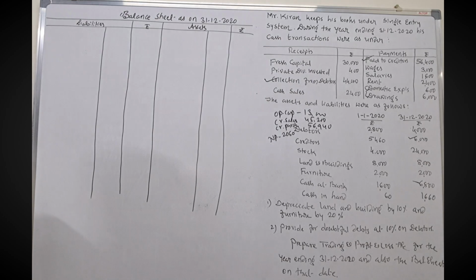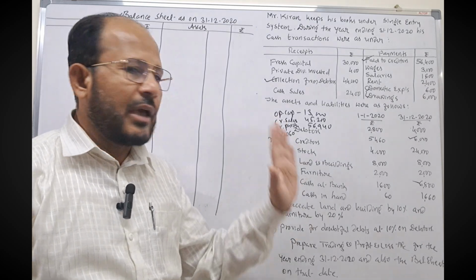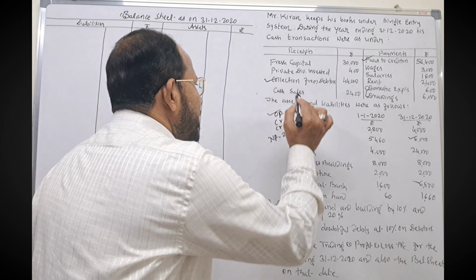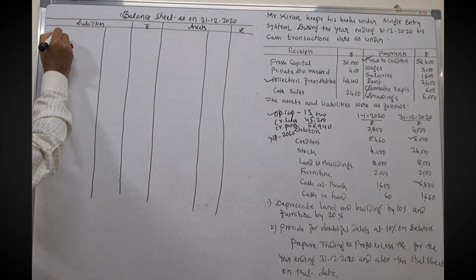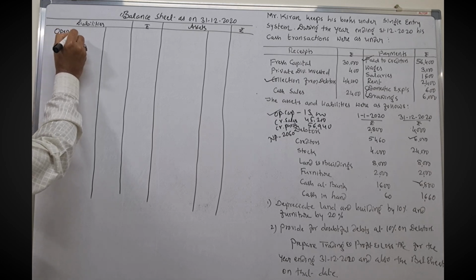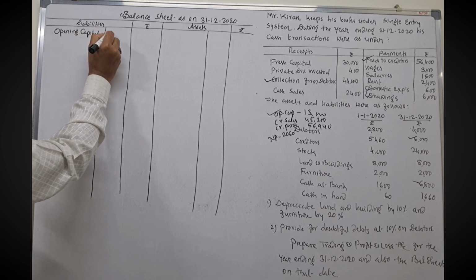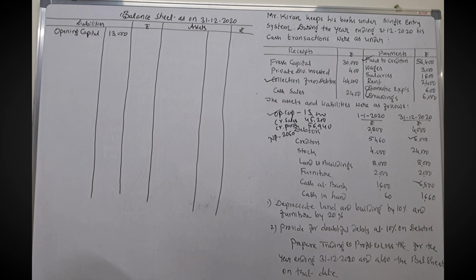Very simple thing. While preparing the balance sheet, we need opening capital, right? Opening capital already we calculated. We have ascertained it by preparing opening statement of affairs. How much? Rupees 13,013. That is why here I am writing first opening capital. What is the amount? Rupees 13,000.